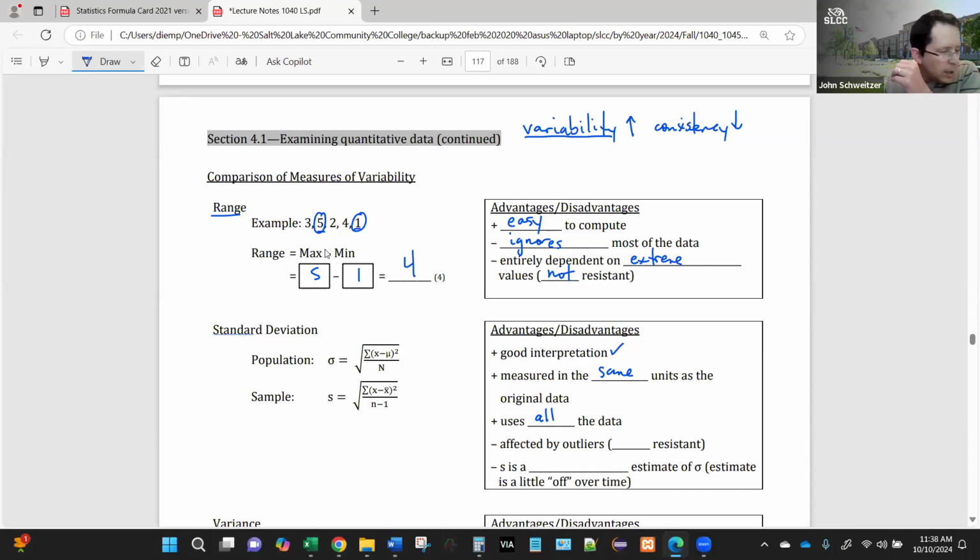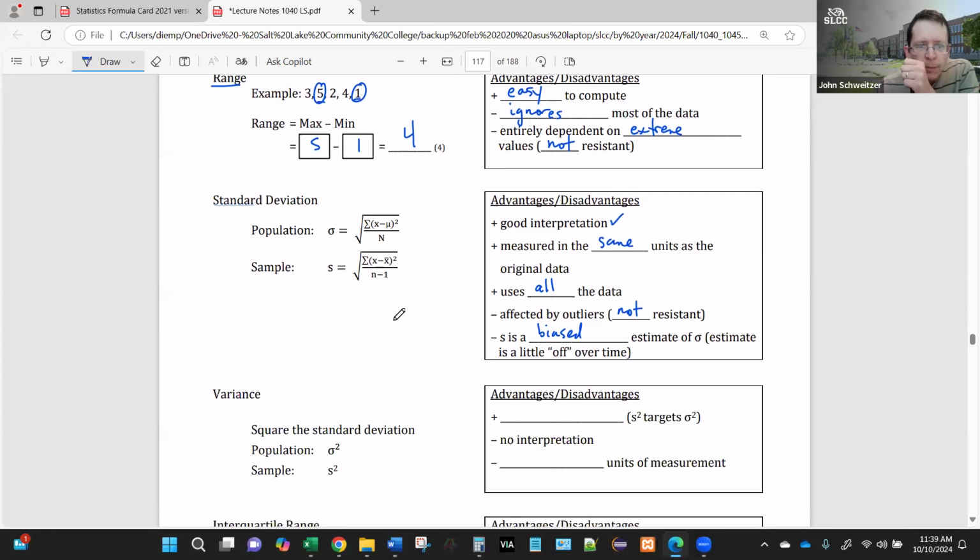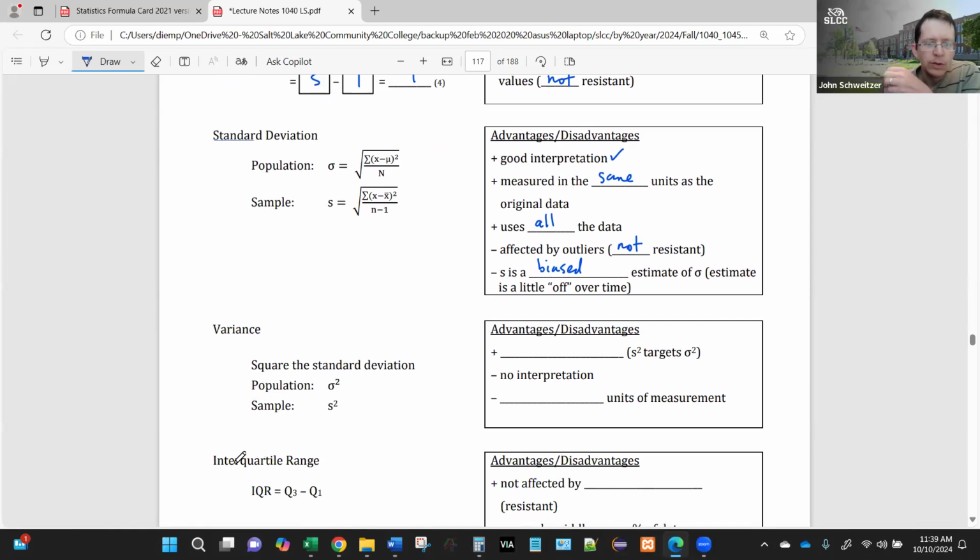The disadvantages are that it's not resistant. It's actually quite sensitive to outliers and to skew. So if you have outliers, if you have skew, standard deviation might not be the best one to use. And this might seem like a weird idea to you, but it's actually a little bit biased in its estimate of sigma. So the sample standard deviation is actually a little bit off over time. Let me skip the variance for now, and then we'll come down to the interquartile range.